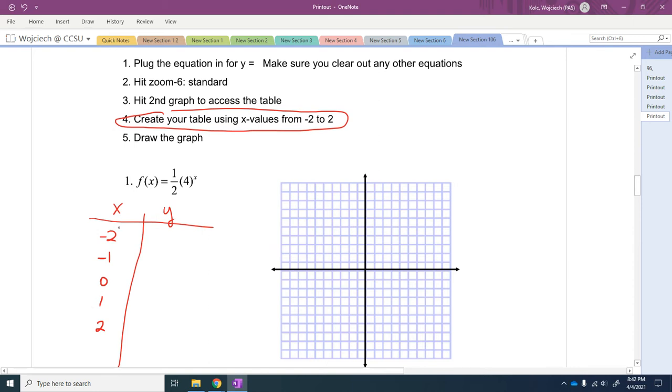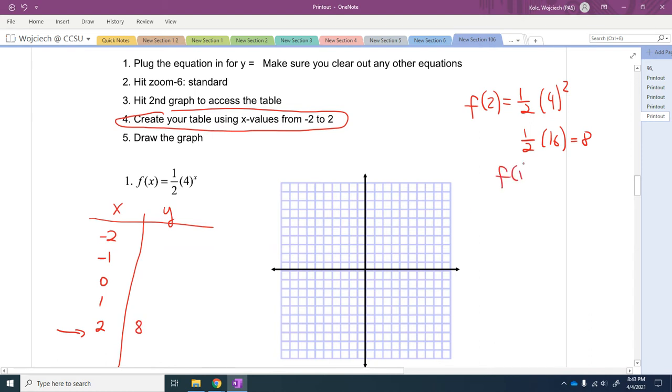Now, typically we start with numbers on the left side of a number line, but I'm going to start with when x is 2 because it's much easier. So how do you do f of 2? f of 2 will be 1/2 times 4 to the second. 4 to the second is 16, and half of 16 is 8.